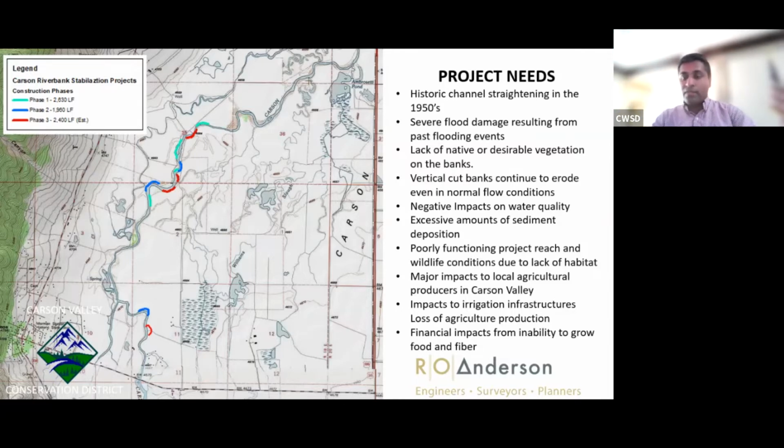The overall goal, obviously, is to use a combination of traditional riprap methods combined with bioengineering methods to stabilize these river banks. In some places, the river migrated about 50 feet into the adjacent landowners' properties, and obviously that's a problem for pasture and agriculture use was impacted. So they were happy that Carson Valley Conservation District was able to find some funding and get these banks fixed.